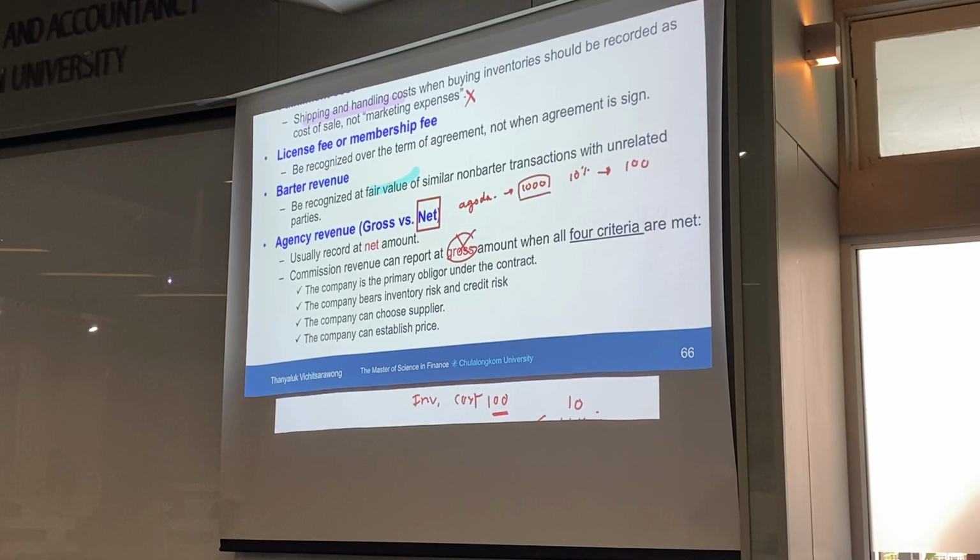The only case where the company can record the gross amount is with the 4 criteria. The company has the obligation under the contract, and you bear the inventory risk and the credit risk, right? You can choose the supplier, and then you can set the price. But in the case of Expedia, they cannot set the price by themselves. The airline has to set the price, and the airlines bear the risk. If the customer doesn't buy the ticket, the loss goes to the airlines, not the agent. So you cannot record the gross. It should be the net amount here.